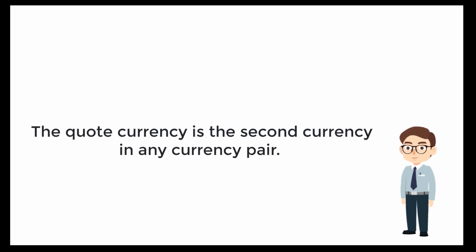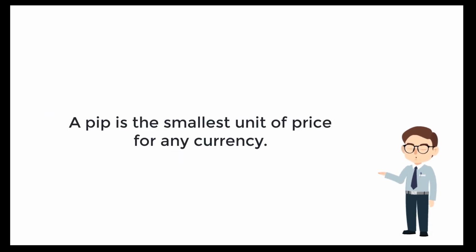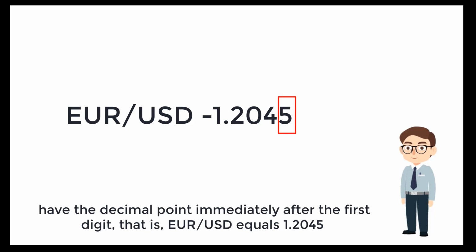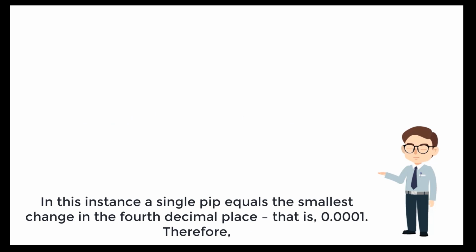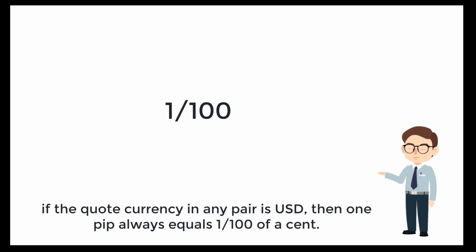Quote currency. The quote currency is the second currency in any currency pair. This is frequently called the pip currency, and any unrealized profit or loss is expressed in this currency. Pip. A pip is the smallest unit of price for any currency. Nearly all currency pairs consist of 5 significant digits, and most pairs have the decimal point immediately after the first digit, that is, euro to US dollar equals 1.2045. In this instance, a single pip equals the smallest change in the fourth decimal place, that is, 0.0001. Therefore, if the quote currency in any pair is USD, then 1 pip always equals 1/100th of a cent.